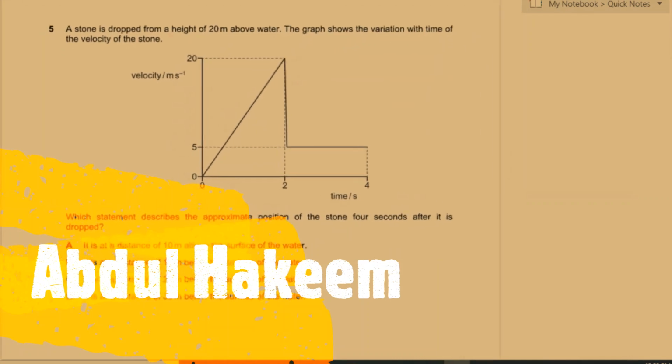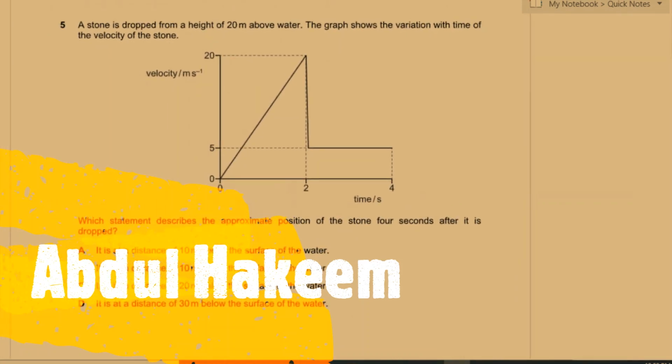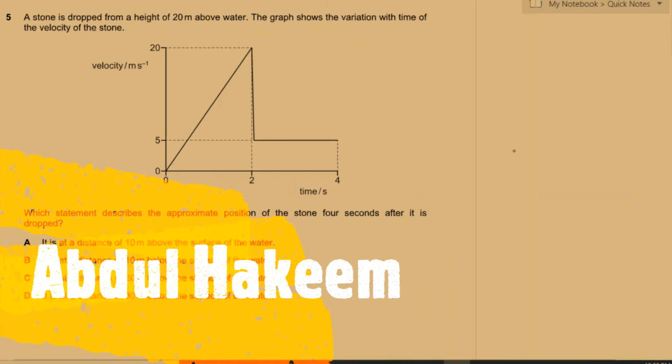Next question is, a stone is dropped from a height of 20 meters above the water. The graph shows the variation with time t of the velocity of the stone. Which statement describes the approximate position of the stone 4 seconds after it is dropped? Look, this is the level of the water. The stone is dropped from a height of 20 meters. In the first 2 seconds, the area under the graph is the distance covered by the falling stone, half base into height. So the answer is 20.